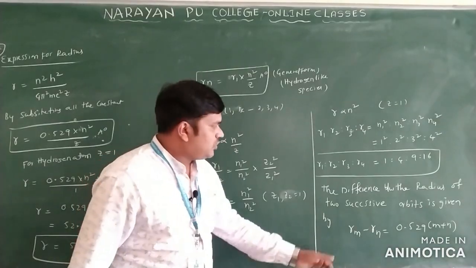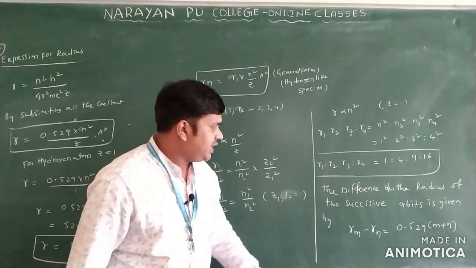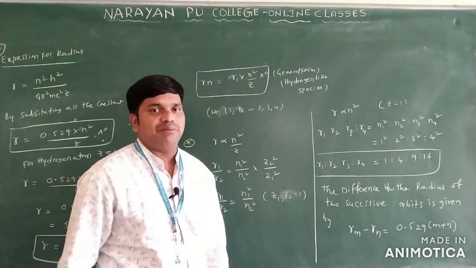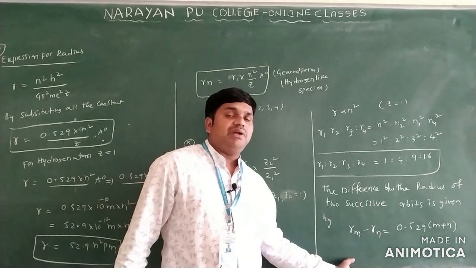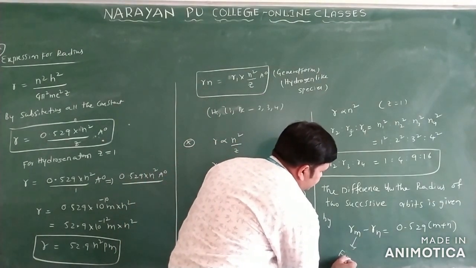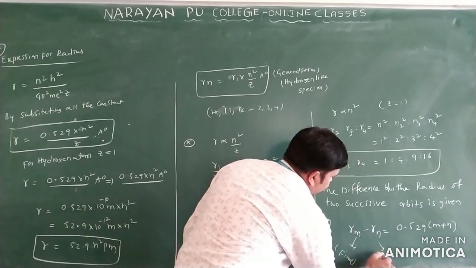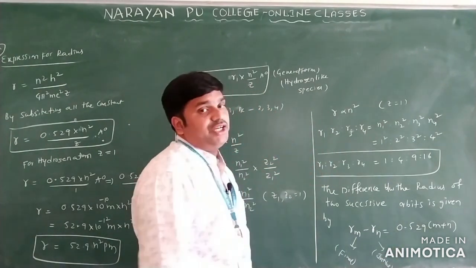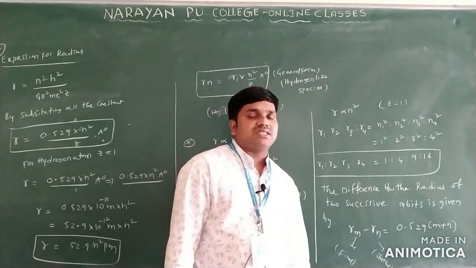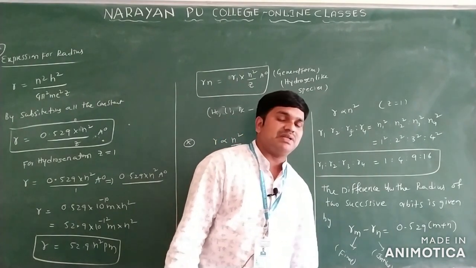See one more formula we have. The difference between the radius of two successive orbits is given by Rm minus Rn is equal to 0.529 into m plus n. M is the final orbit, n is the initial orbit only. So this formula you are using for the difference between two successive orbits only. Rm minus Rn is equal to 0.529 into m plus n only.